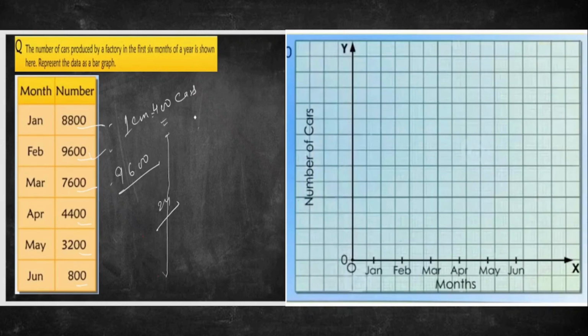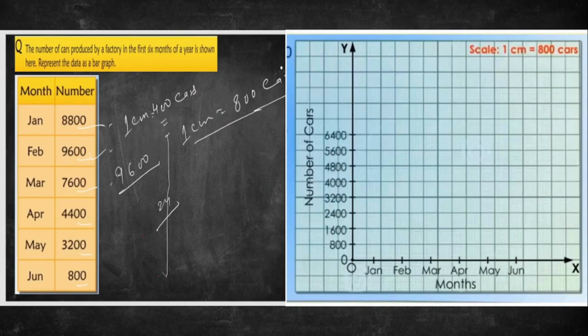So what will we do? We will take 1 centimeter equals 800 cars. According to our convenience, the graph should not be too small, not too large. So we are taking 1 centimeter equals 800 cars. So let's write 0, 800, 1600, 2400, 3200. Like this, you can see we are writing on the y-axis. So we have written all these on the y-axis.